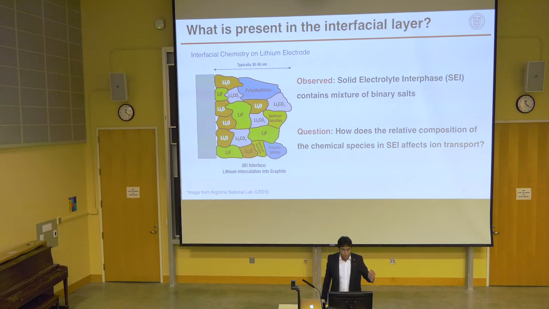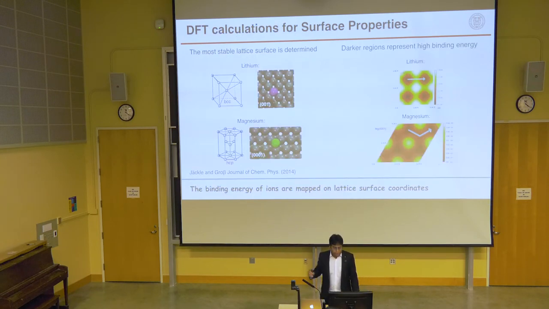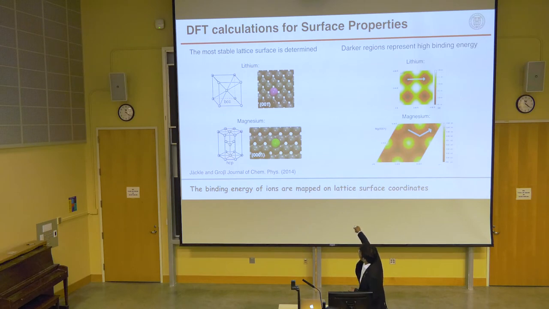So the question that I wanted to answer here is: how does the relative composition of the chemical species affect the ion transport at the interface? For that, we performed DFT calculations by finding out the stable surface. Here, at the top, I'm showing you the stable surface of lithium. At the bottom, it's for the magnesium. And we mapped out the binding energy of the ions on these surfaces. The darker regions here represent the high binding energy, and the lighter regions are the low binding energies.